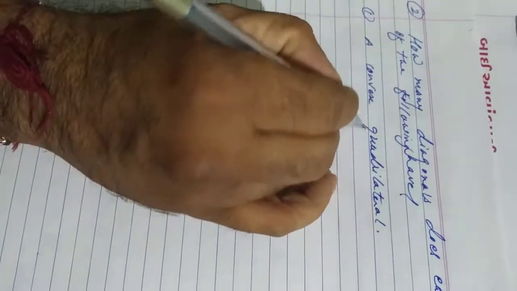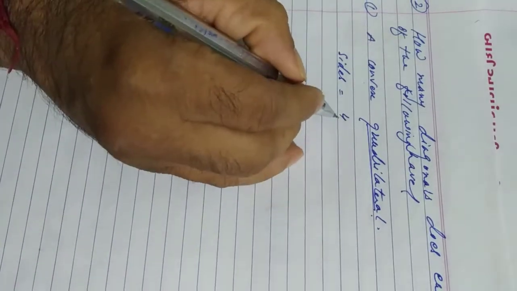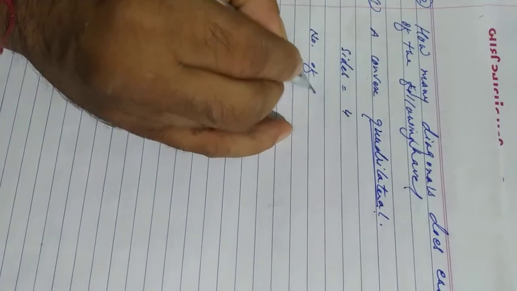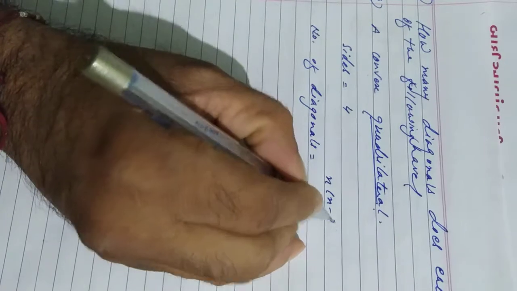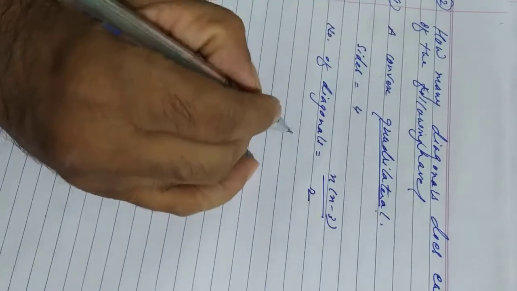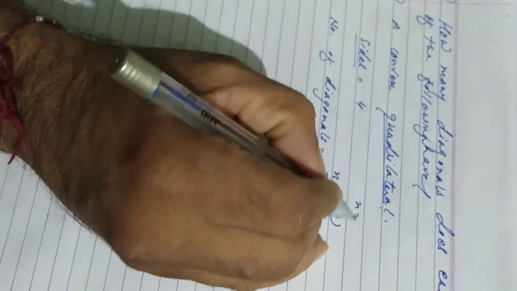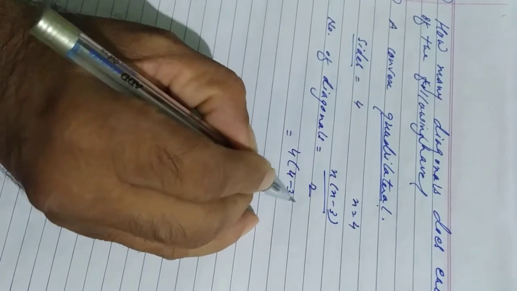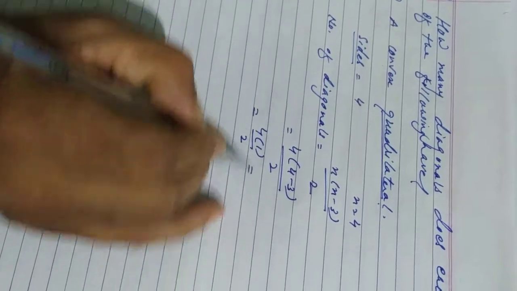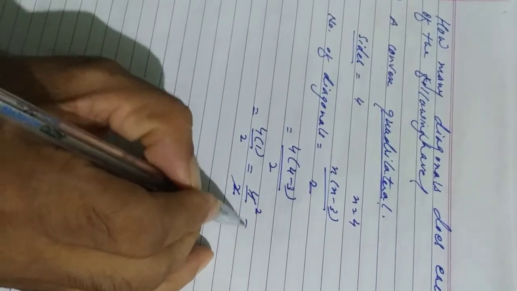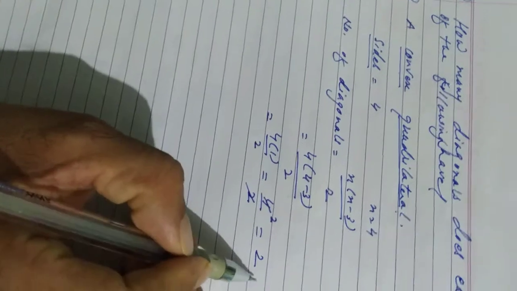Convex quadrilateral. Quadrilateral means how many sides? Four sides, right? So the number of diagonals. What is the formula to find diagonals? Number of diagonals is equal to n(n minus 3) upon 2, right? Number of sides n is 4. So 4(4 minus 3) upon 2. 4 minus 3 is 1, so 4 ones are 4 upon 2. 2 twos are 4. So the number of diagonals in a convex quadrilateral is 2.